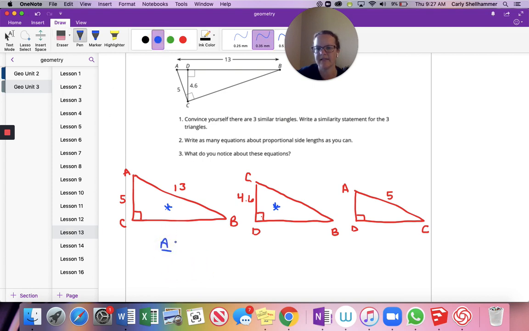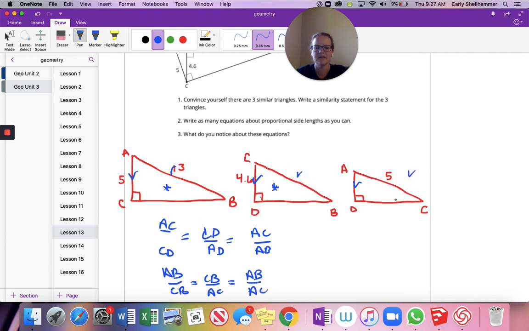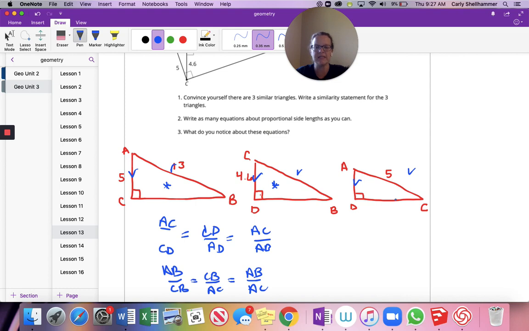I could say that AC over CD equals CD over AD equals AC over AD. So I compared the short legs of all of them. They should all be proportional. I could compare all of the hypotenuses. AB over CB equals CB over AC equals AB over AC. I compared all the hypotenuses. Okay, lots of different ways that you can write the proportions because each triangle is similar to each other. We proved that in the last problem. Therefore, all the side lengths are proportional.